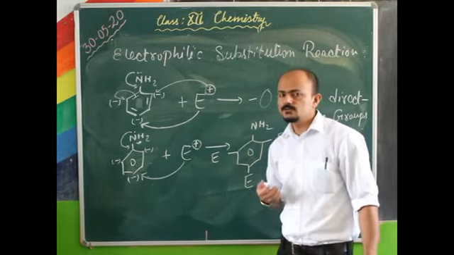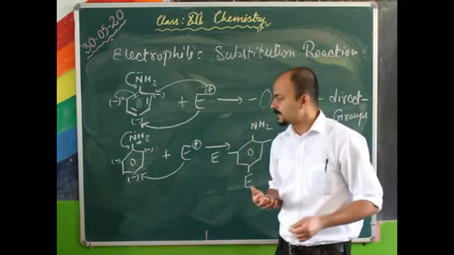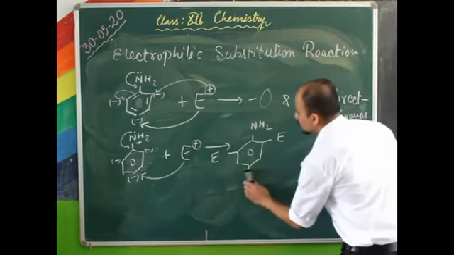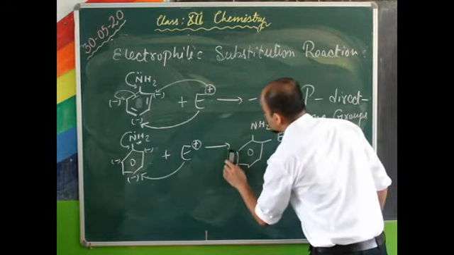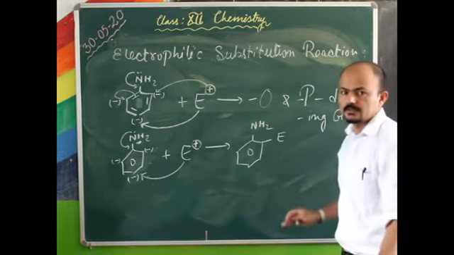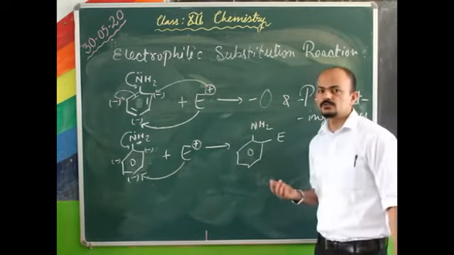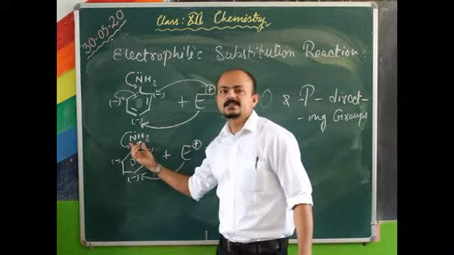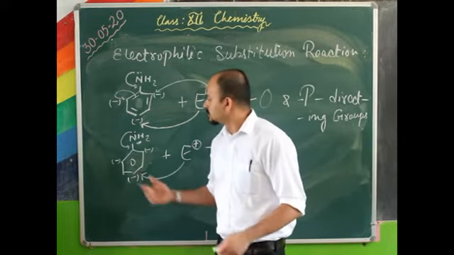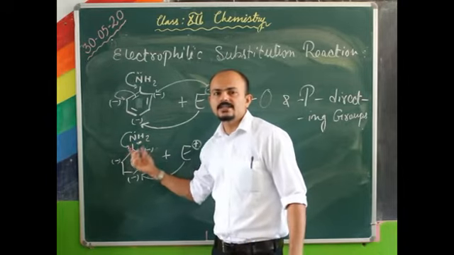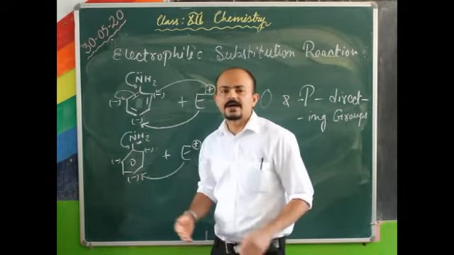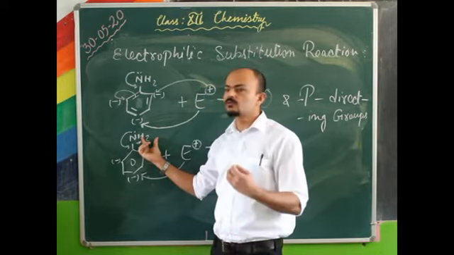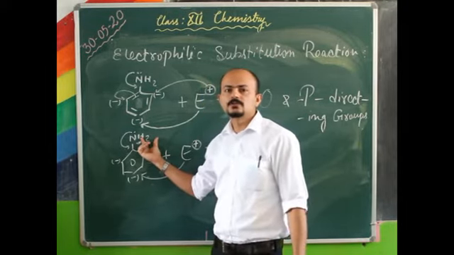Okay. Now if you want to prepare just one product, say instead of this, you want to prepare only the mono substitution product here. Then what should you do? You have to decrease its activating property. So how can that be done? That can be done by including some electron withdrawing group at this NH2.